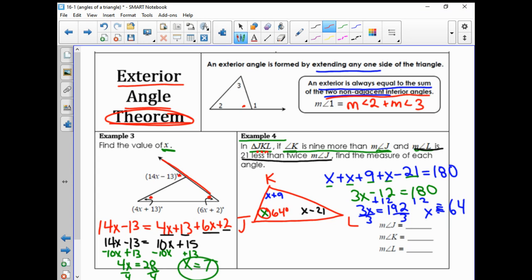Okay, so we could go ahead and write that is what our angle J was as well, our 64 degrees. So there is angle J. Now to get measure K, all we're going to do is plug in 64 for x, add 9 to it. So we get 73 degrees right there. And then L, if we take our 64 degrees and subtract 21, we get 43 degrees. And you might want to just double check that those all add up to 180, but they do. And we are finished with that example.